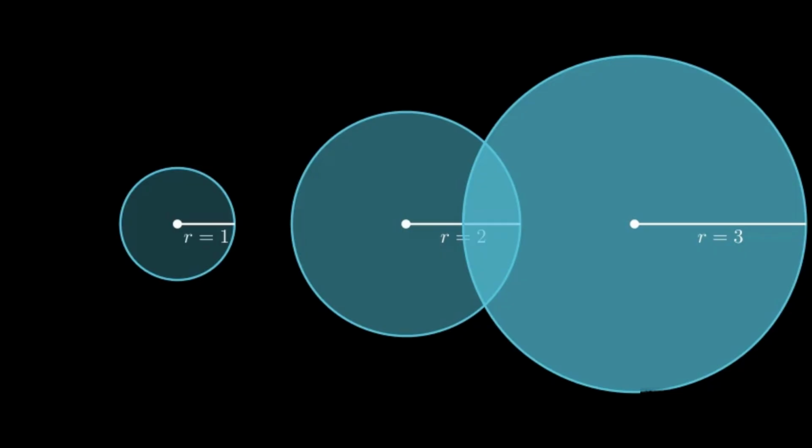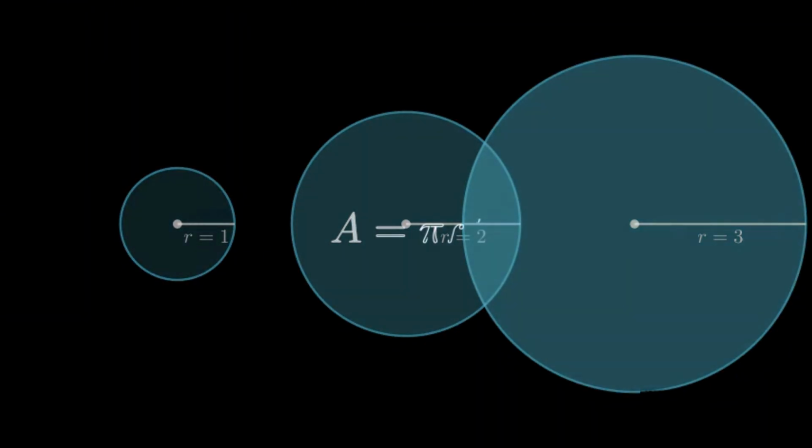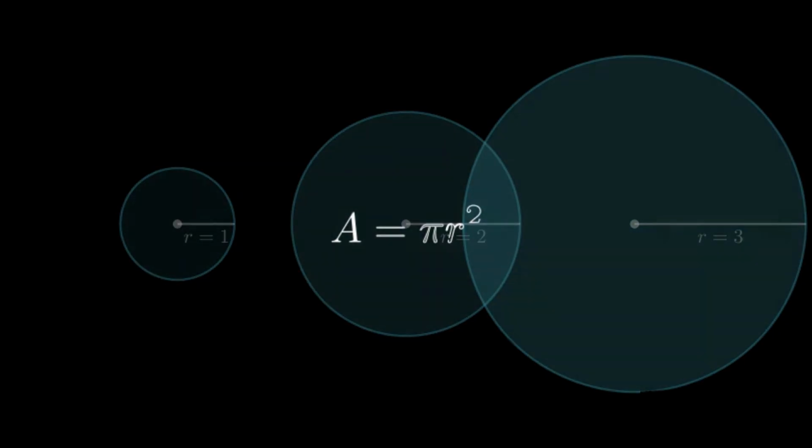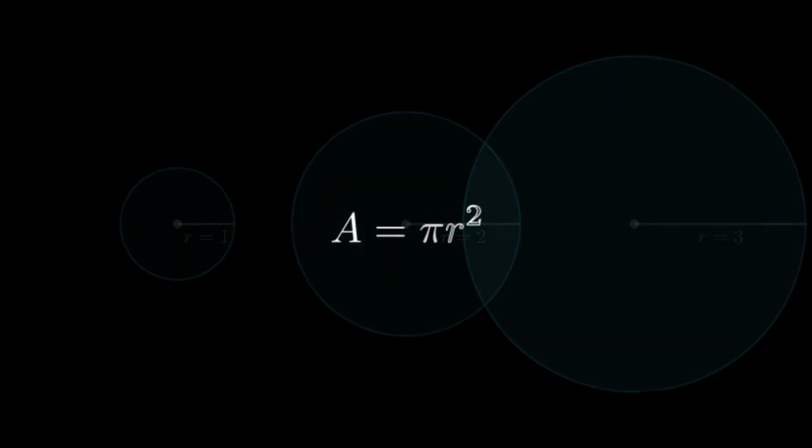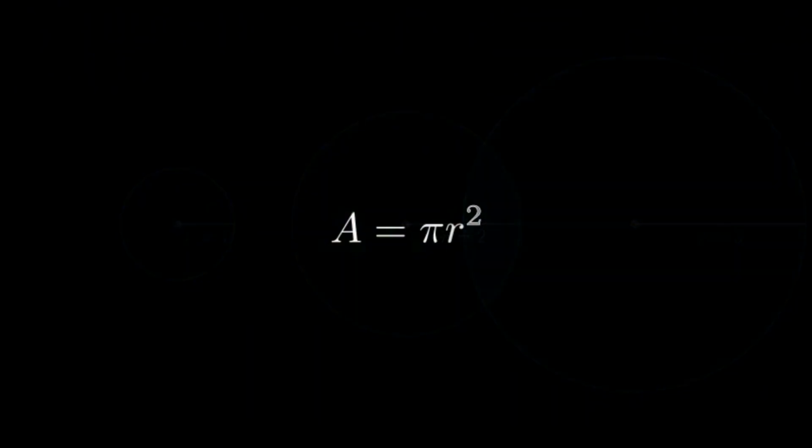This quadratic relationship explains why even a small increase in radius results in a much larger increase in area. It's not a linear relationship, but rather a squared one. This pattern leads us to the general formula for the area of any circle, A equals pi times r squared. This elegant formula works for any circle regardless of size, from the tiny circles seen through a microscope to the massive orbits of celestial bodies.